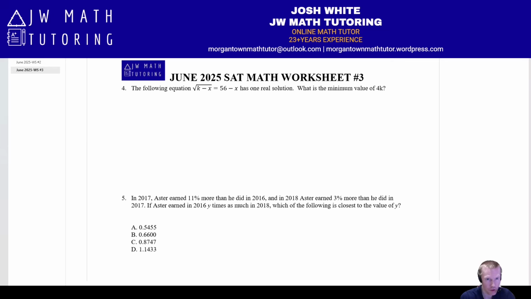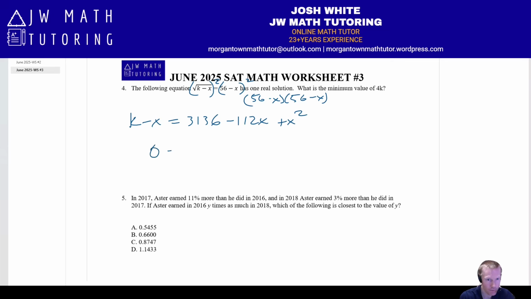Okay, so if you're going to solve this by hand, what you would do is you would square both sides. On the left side, you get k minus x. On the right side, just to save some time, it's going to be 3136 minus 112x plus x squared. Basically, you write 56 minus x twice, and then you FOIL it out.